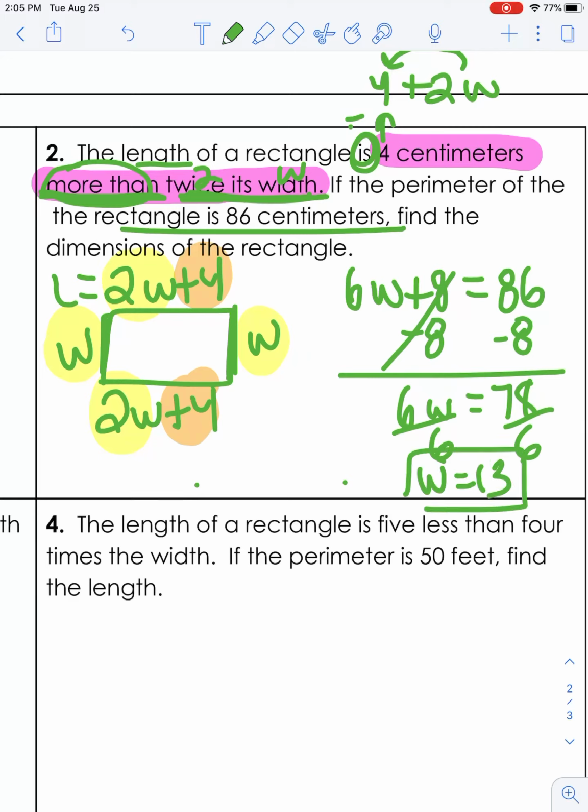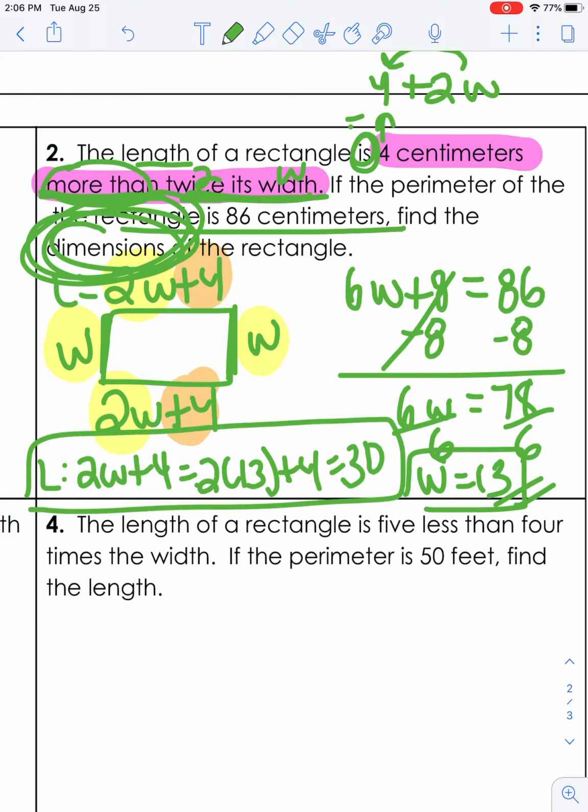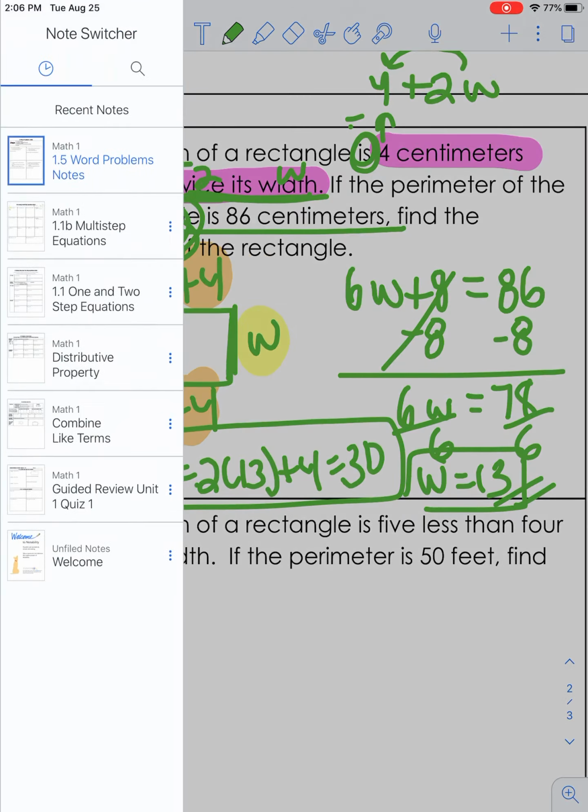We did want the length as well because it says dimensions, and our length is 2w plus 4. So we can just plug in our w of 13. So we'll do 2 times 13 plus 4. 2 times 13 is 26, plus 4 more makes 30. So once you find one side, you just have to plug in that number into the other side to find it.